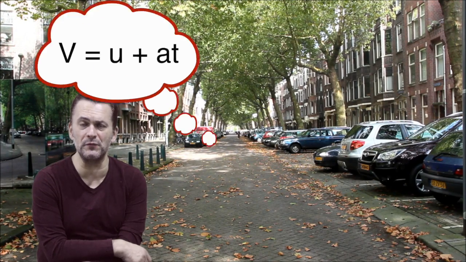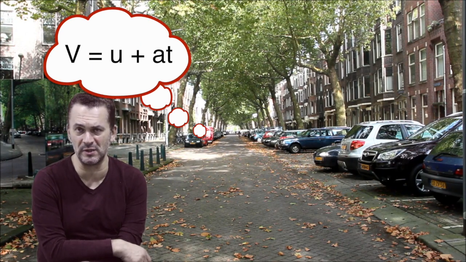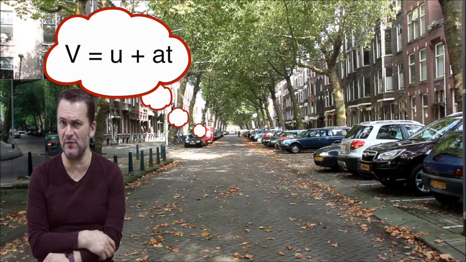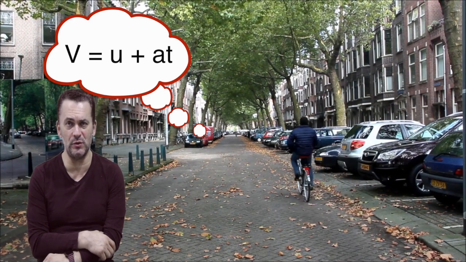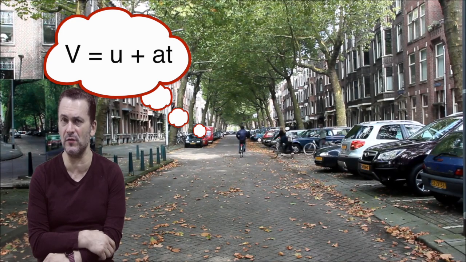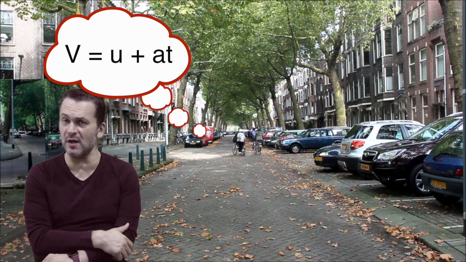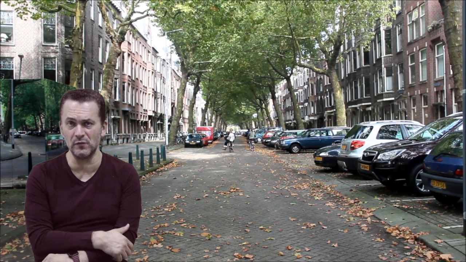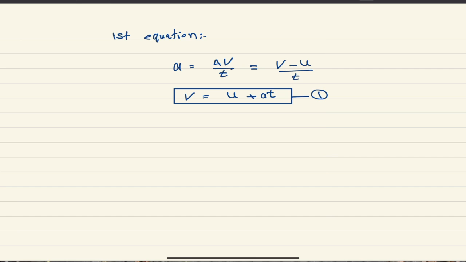As you see in the first equation, we could say the final velocity equals the initial velocity plus the acceleration of the body times the time needed from the beginning of the journey to the end.